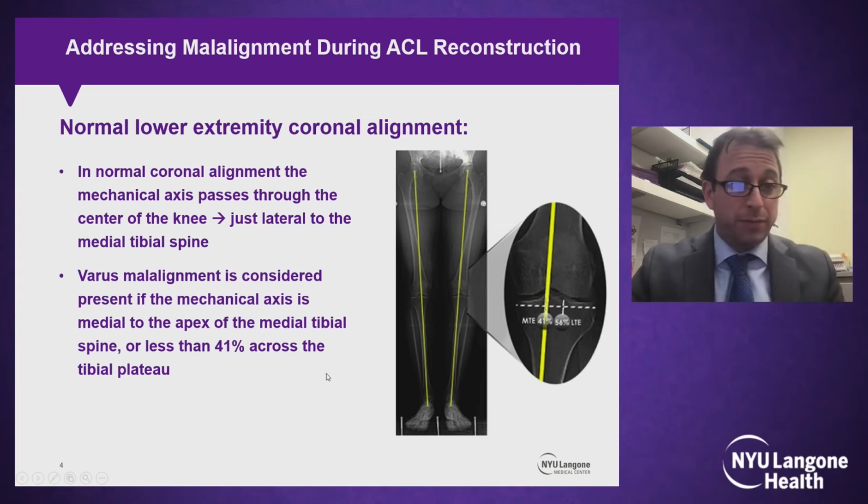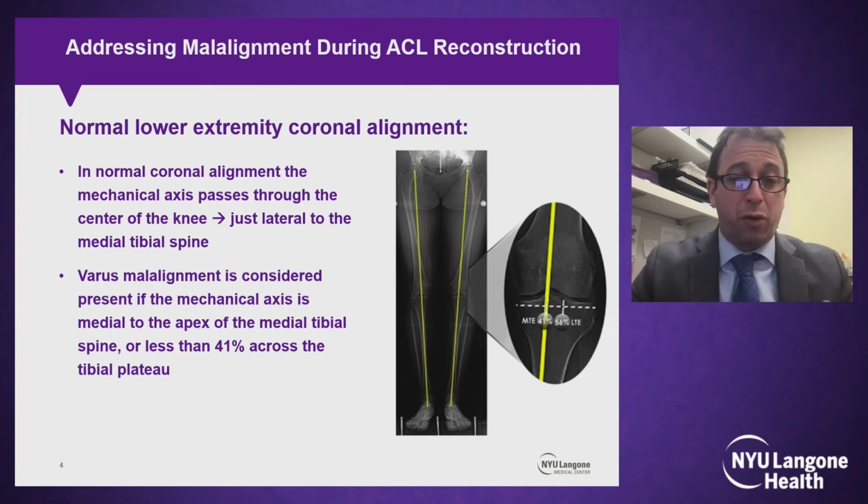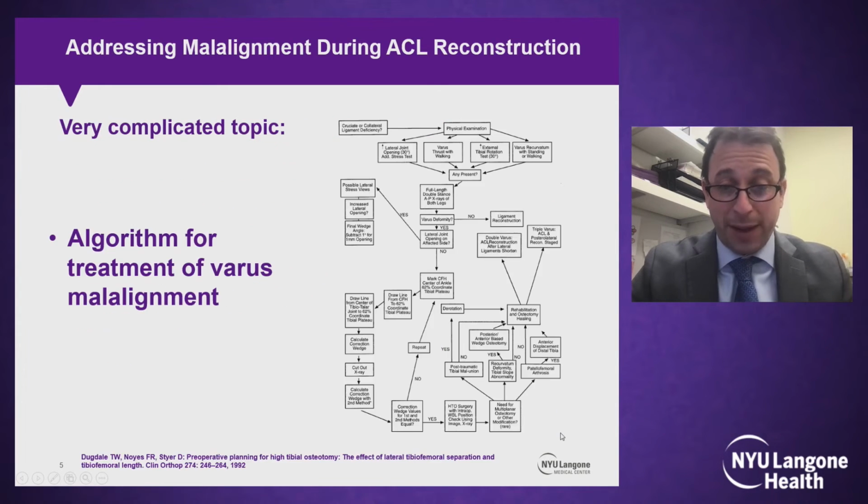As you all know, in a normal lower extremity, the coronal alignment is defined by the mechanical axis that connects the center of the femoral head with the center of the tibial plafond. This mechanical axis typically passes through the center of the knee, just lateral to the medial tibial spine. Varus malalignment is defined when this mechanical axis is medial to the apex of the medial tibial spine, as you see here, or less than 41% across the tibial plateau, measured from its medial aspect.